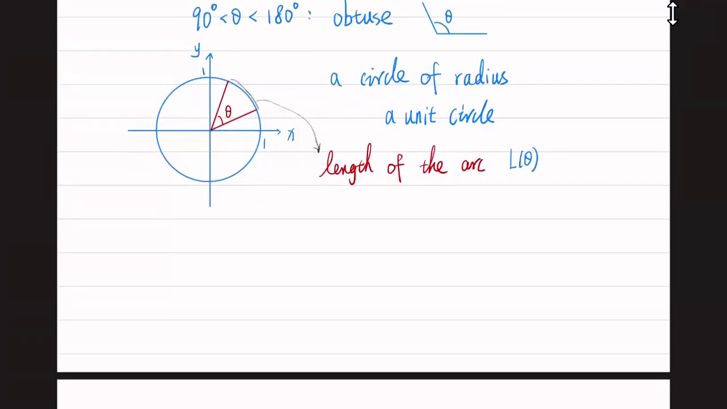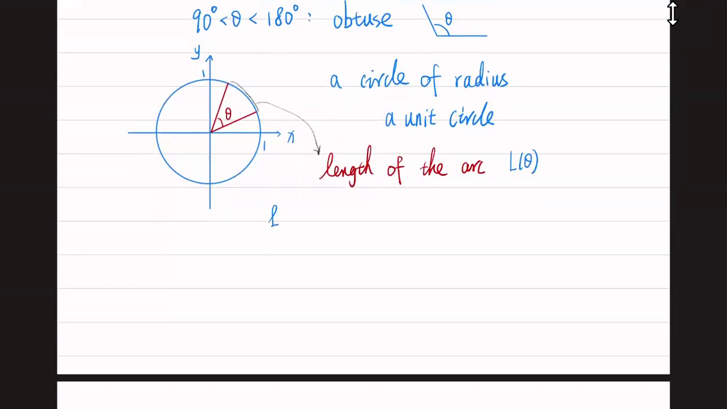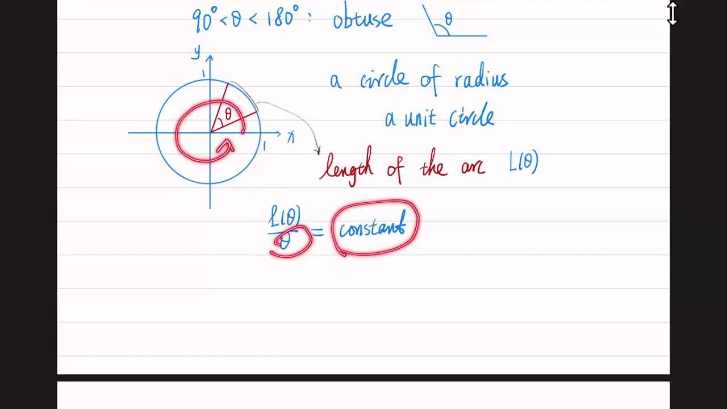So here again, the ratio between this length of the arc over the angle, this is constant. So when theta increases, length also increases. Theta decreases, length also decreases. This ratio is constant. And in the special case, when theta is the whole circle, the whole angle, the length is the circumference.